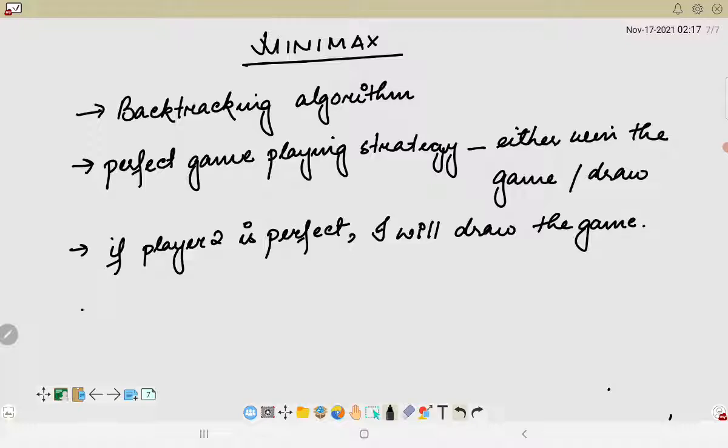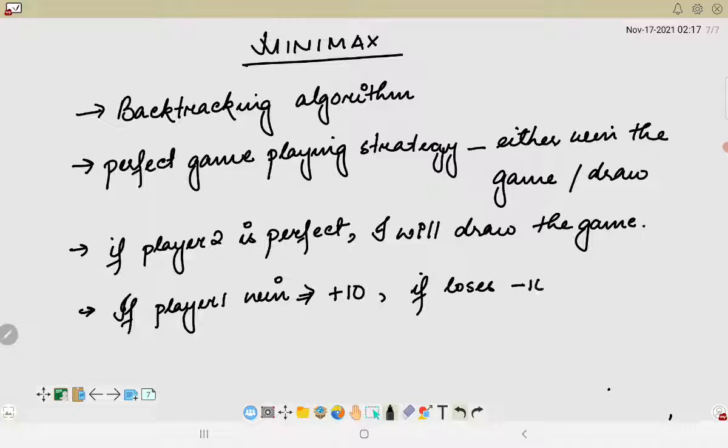And the fourth one is that if player 1 wins, we will associate plus 10 as the utility value. If loses, we will associate minus 10. And if we are drawing the game, then we will simply associate 0 here.